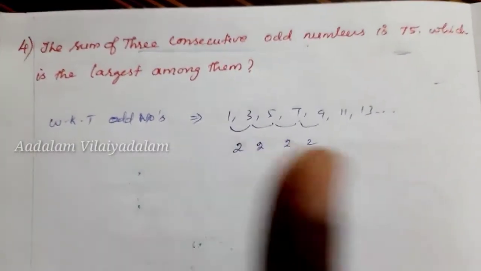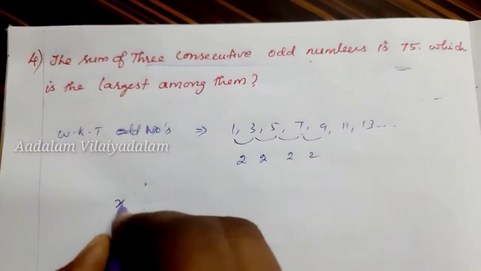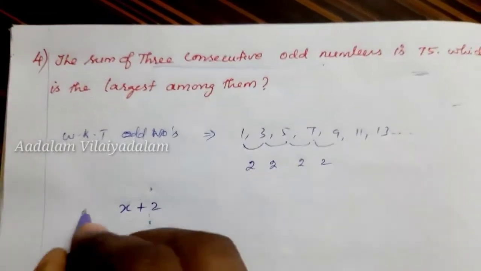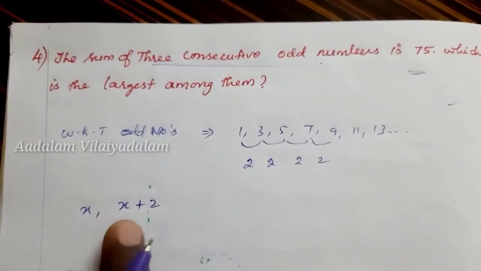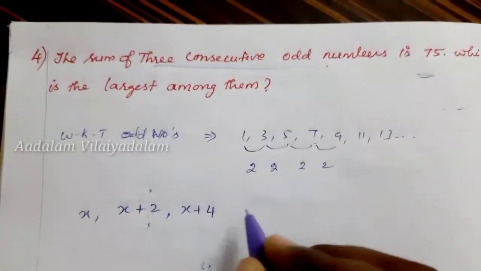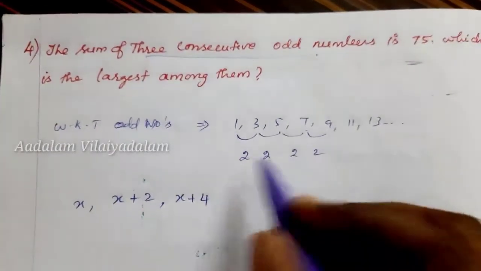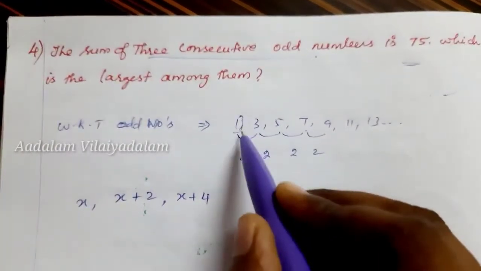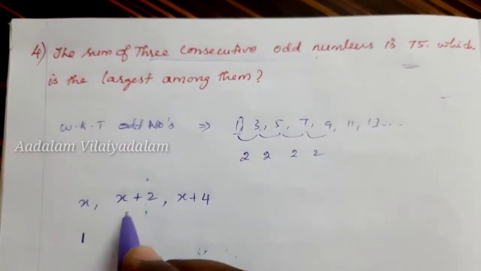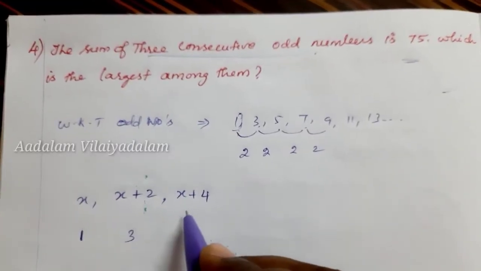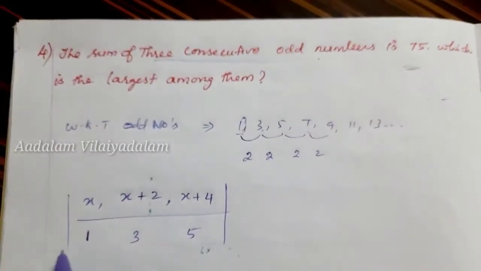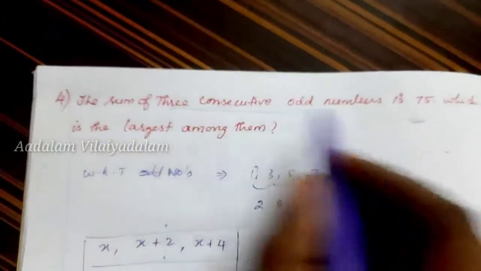Then, to find the odd numbers, if we take x as the first odd number, then the next number will be x plus 2, isn't it? So the first number will be x, the second number will be the addition of 2, and then the third number will be x plus 4. So let's check it out. If we take x as 1, then 1 plus 2 we get 3. Then 1 plus 4 we get 5. So this is a general form for the consecutive odd numbers.